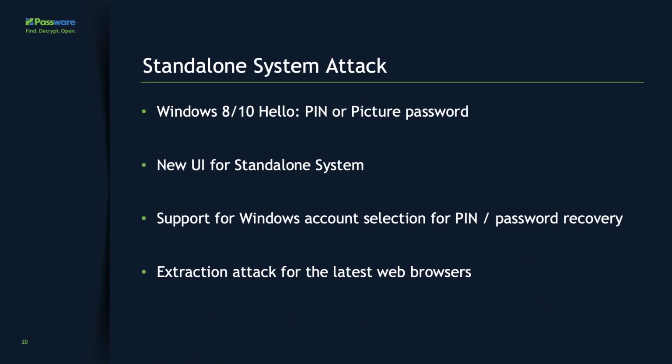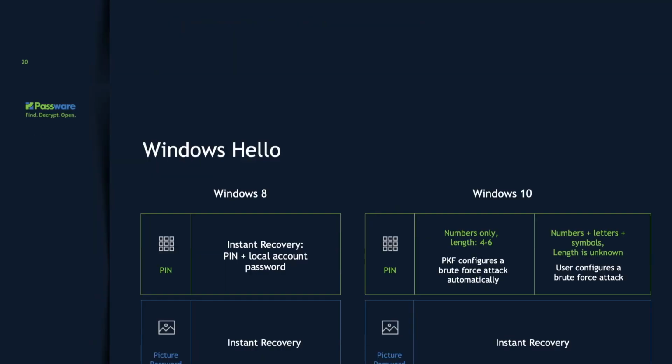So a quick overview here on our improvements of standalone system attacks. Passware Kit adds support for Windows 10 and 8 standalone systems protected with Windows Hello, that's with a PIN or picture password. It recovers the user PIN or picture and extracts passwords and other data from the registry. And this comes along with some UI changes, which I'll go into in a moment.